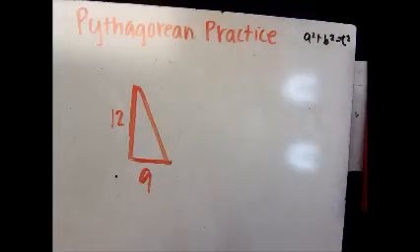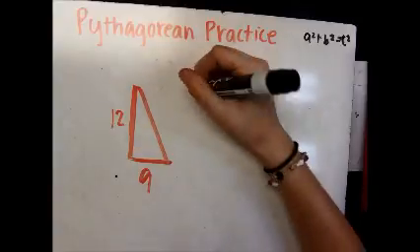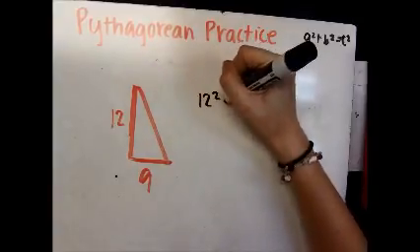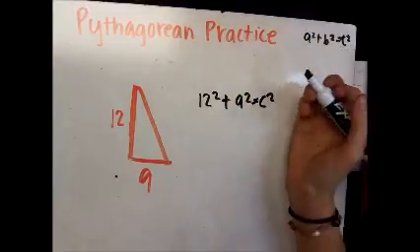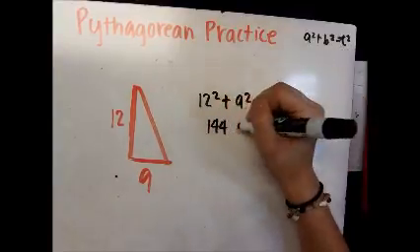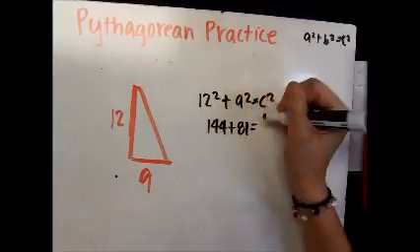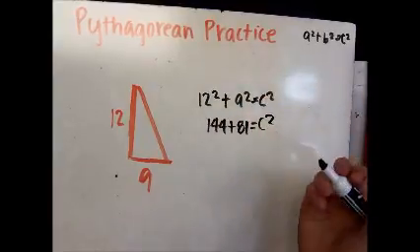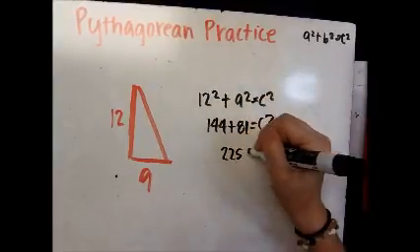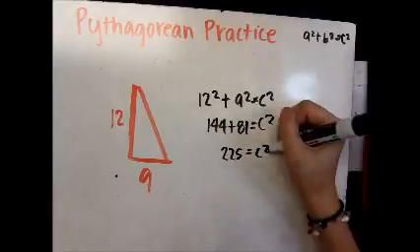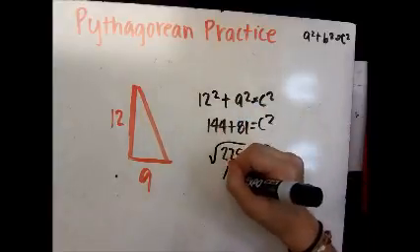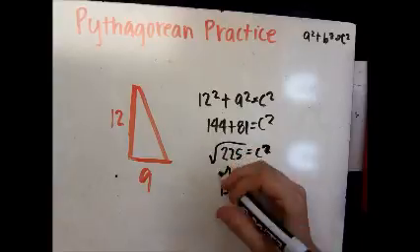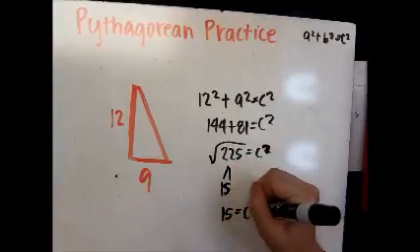Here we have our second Pythagorean practice, and the two legs are 12 and 9, so it's going to be 12 squared plus 9 squared equals c squared. 12 squared is 144, and 9 squared is 81. 144 plus 81 is 225. Since the square is on the c, we have to square root the 225, which is 15. So c equals 15.